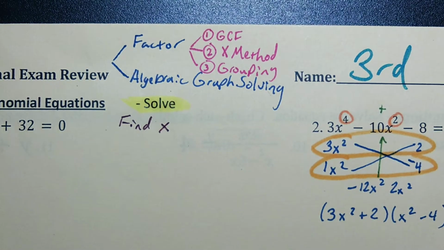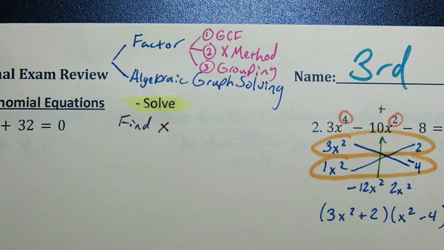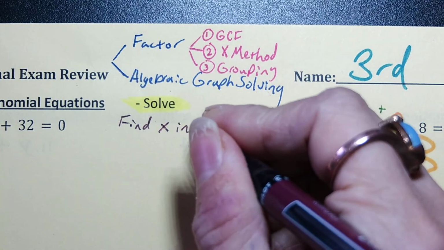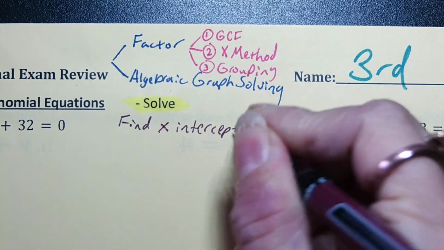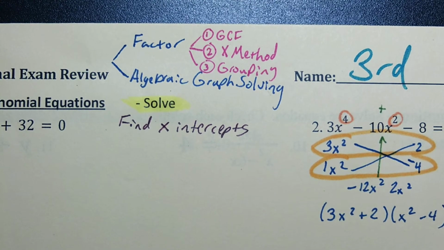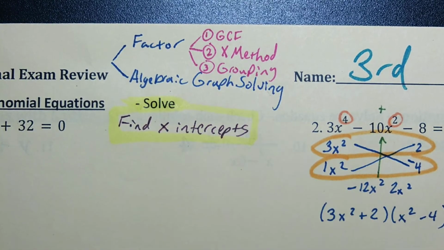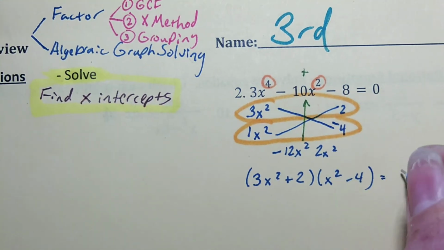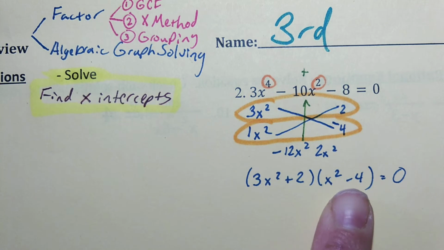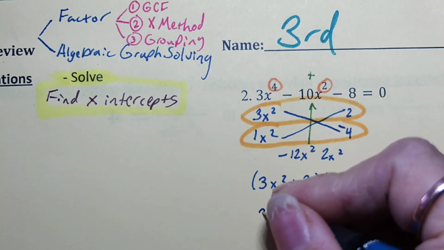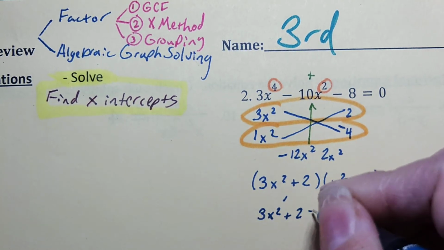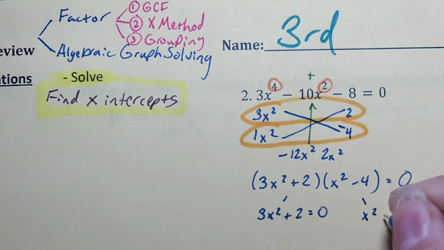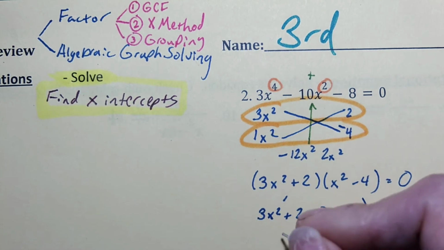And what do we call those x solutions? The x-intercepts. Very good. And I wanted to bring that visualization to mind because that's going to help us when we do the algebraic graph solving. So solve and then find the x-intercepts. So we're going to set those factors equal to 0. And you could actually factor that a little bit further as difference of squares. You don't have to because when we use our zero product property, 3x squared plus 2 equals 0. x squared minus 4 equals 0.